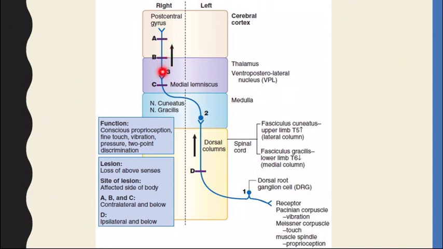So, what we can infer from this diagram is, this is the left side of the body and this is the right side. Receptors which originate in the left side ultimately end on the right side of the cerebral cortex. So, the right side of the cerebral cortex, or the postcentral gyrus, is the one which receives the sensation from the left aspect of the body.